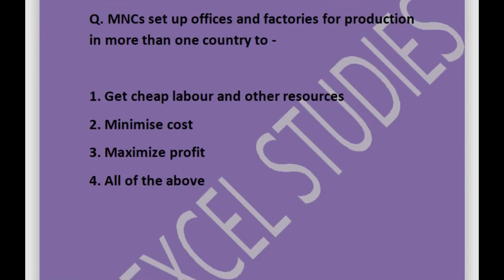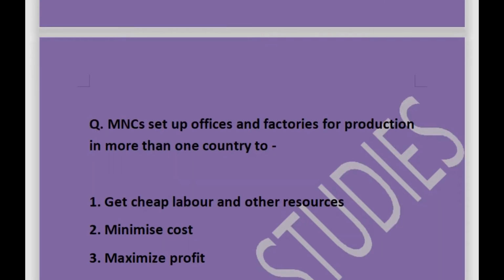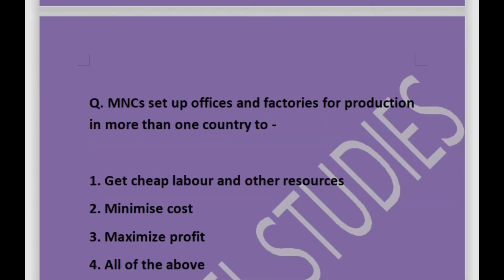Next question is: MNCs set up offices and factories for production in more than one country to? Options are get cheap labor and other resources, or minimize cost, or maximize profit, or all of the above. Answer is all of the above. MNCs set up their offices and factories to get cheap labor and other resources as well as minimize cost and maximize their profit.